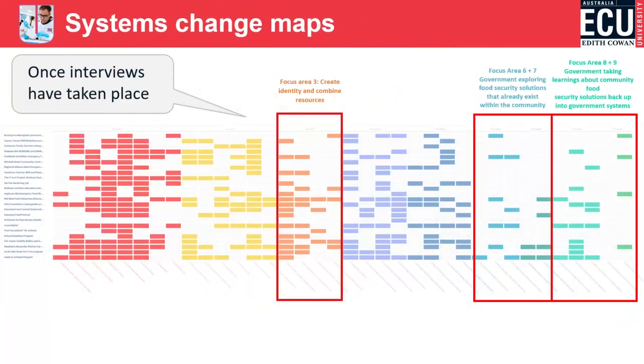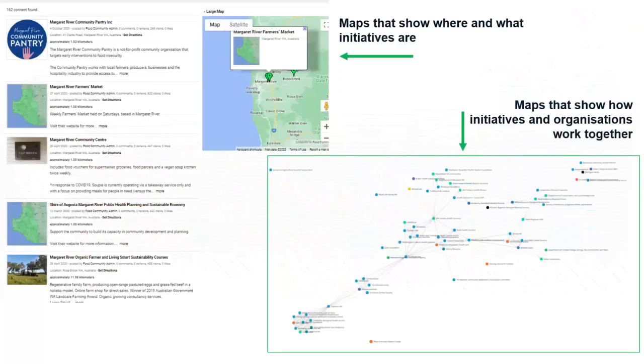This is one of our systems change maps, and this shows the different initiatives down the left side and how they are all each contributing to different aspects of food security systems change. And this helps us to identify windows of opportunity or particular aspects that might need some further support across the system to help transition to an even more effective way of supporting the issue in the region.